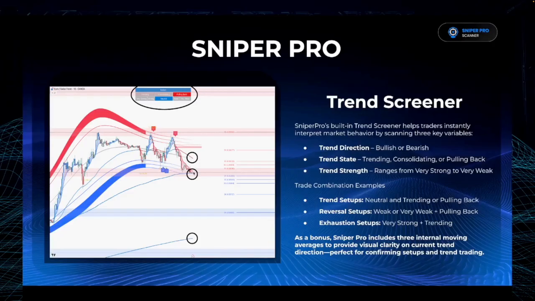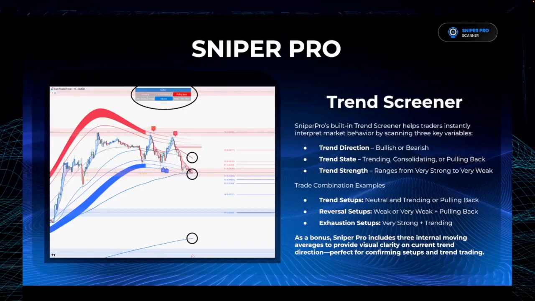You also have reversal setups. Reversals will be if the market is weak or very weak and pulling back, meaning that if this market is dropping all the way down very low to the long term, the trend is very weak and it's pulling back, you may have a reversal on your hand.